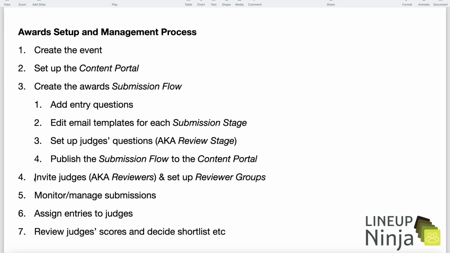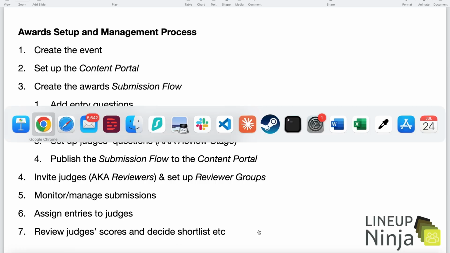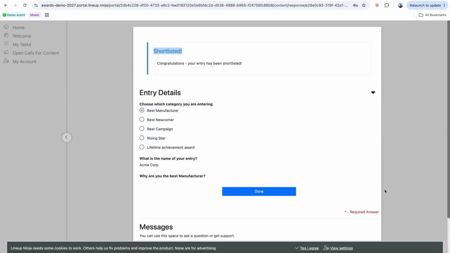I think we're done. We've shown how to invite the judges. We've set up reviewer groups. We've monitored and managed the submissions. We've assigned entries to judges, and we've reviewed judges' scores and decided our shortlist, etc. So that is a basic introduction to how you can run awards in Lineup Ninja.